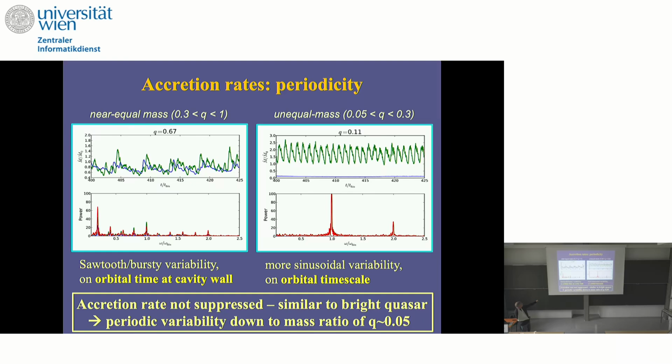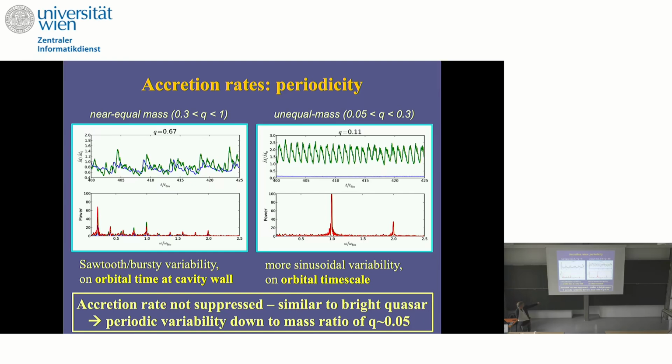The green and the blue are M1 and M2. You see they're fluctuating. This is the Fourier transform. And you see that they're periodic. You can actually see by eye periodic modulations on the orbital period. It shows up in the Fourier transform.